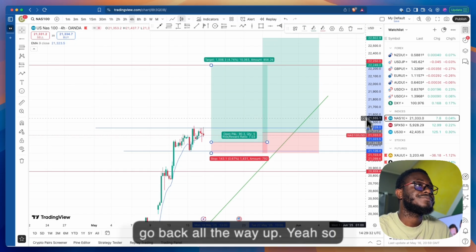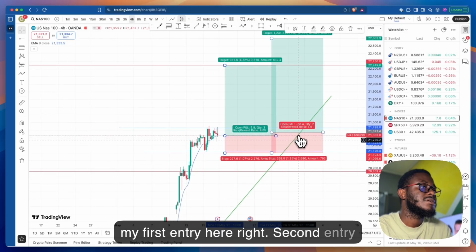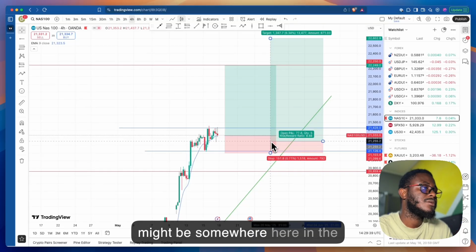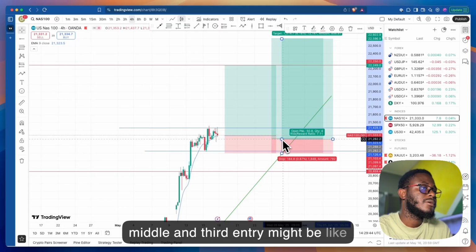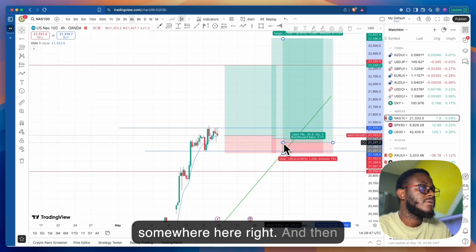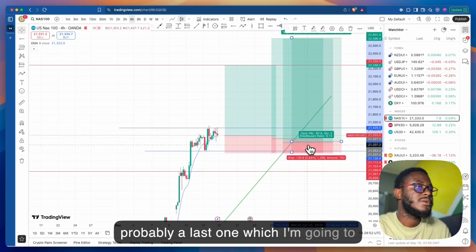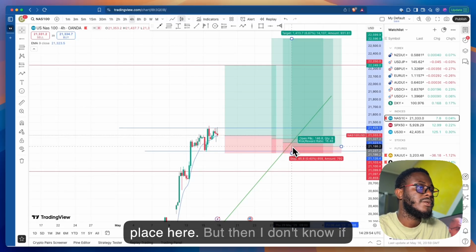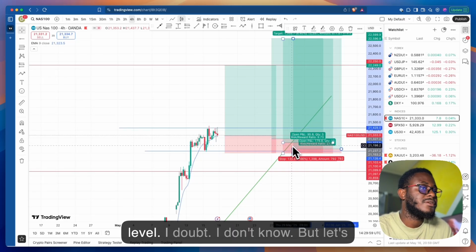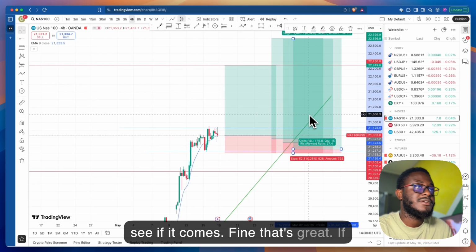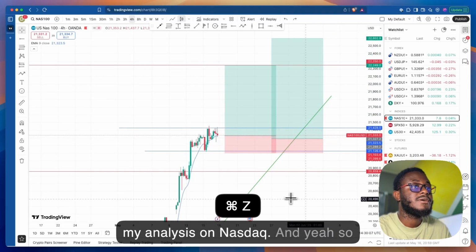Yeah, so maybe I might stack. So I might have my first entry here, right? Second entry might be somewhere here in the middle, and third entry might be somewhere here, right? And then probably a last one, which I'm going to place here. But then I don't know if the market will come to this level. I doubt it. I don't know. But let's see if it comes. Fine, that's great. If not, we are also okay. But yeah, that's my analysis on NASDAQ.